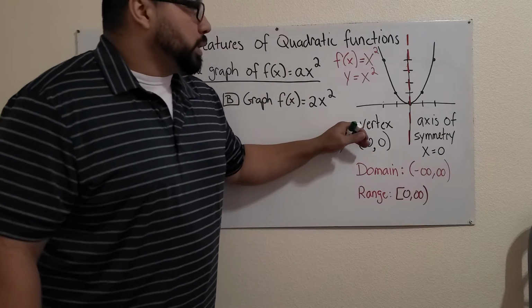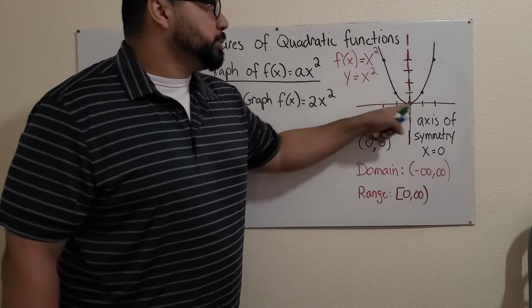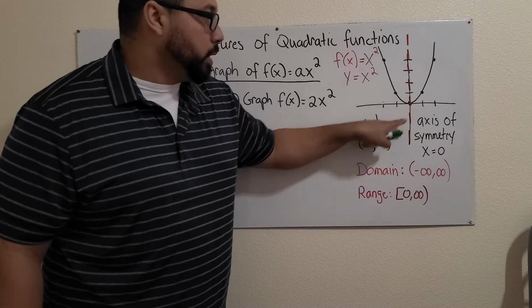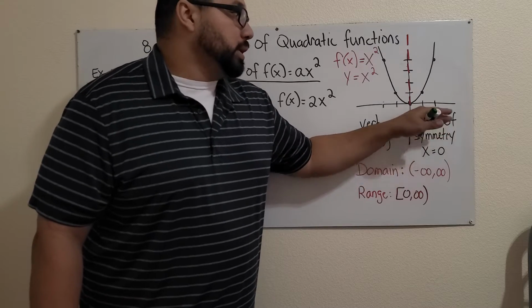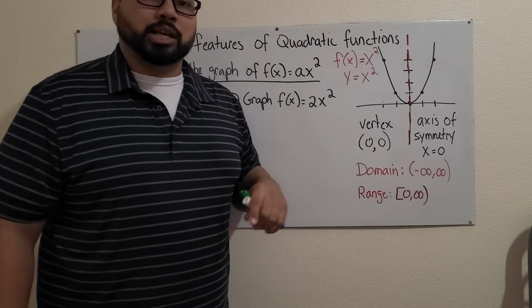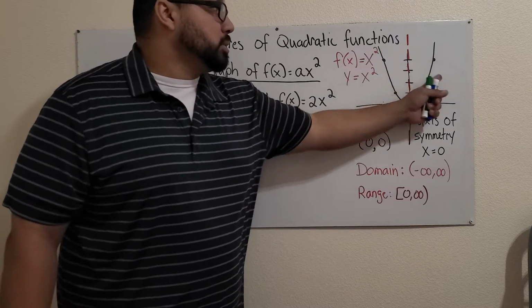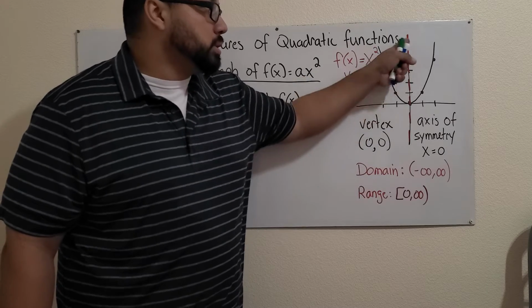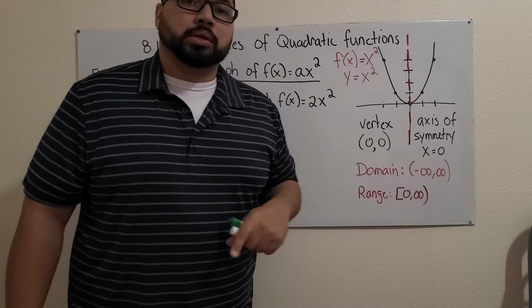The parent function has what they call the vertex. The vertex is either one of two things. Either it's the lowest point on this parabola, this U shape, which is on the very bottom, which explains why it's 0, 0. It has what's called the axis of symmetry, which I mentioned to you before. Axis of symmetry is a line that cuts this thing into two equal halves. So this red dotted line that you see right here cuts this U shape into two equal halves. That is the line x equals 0.